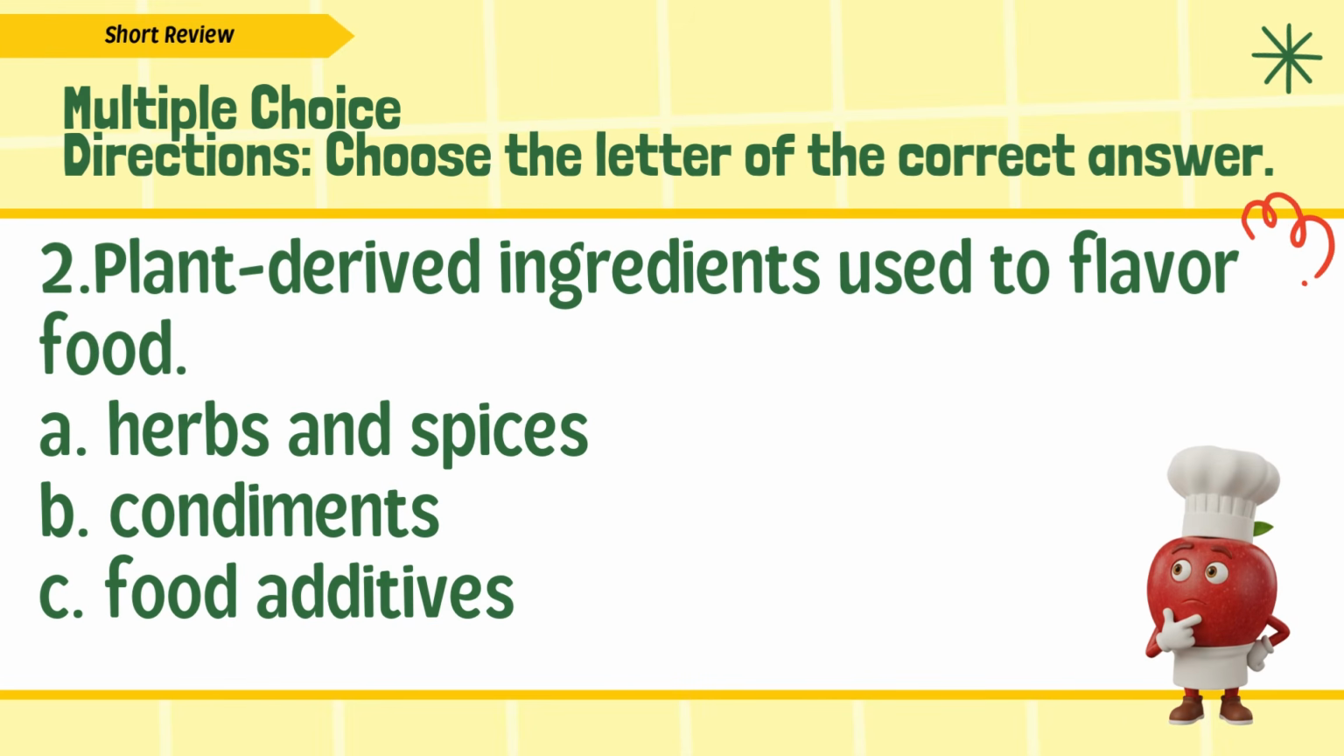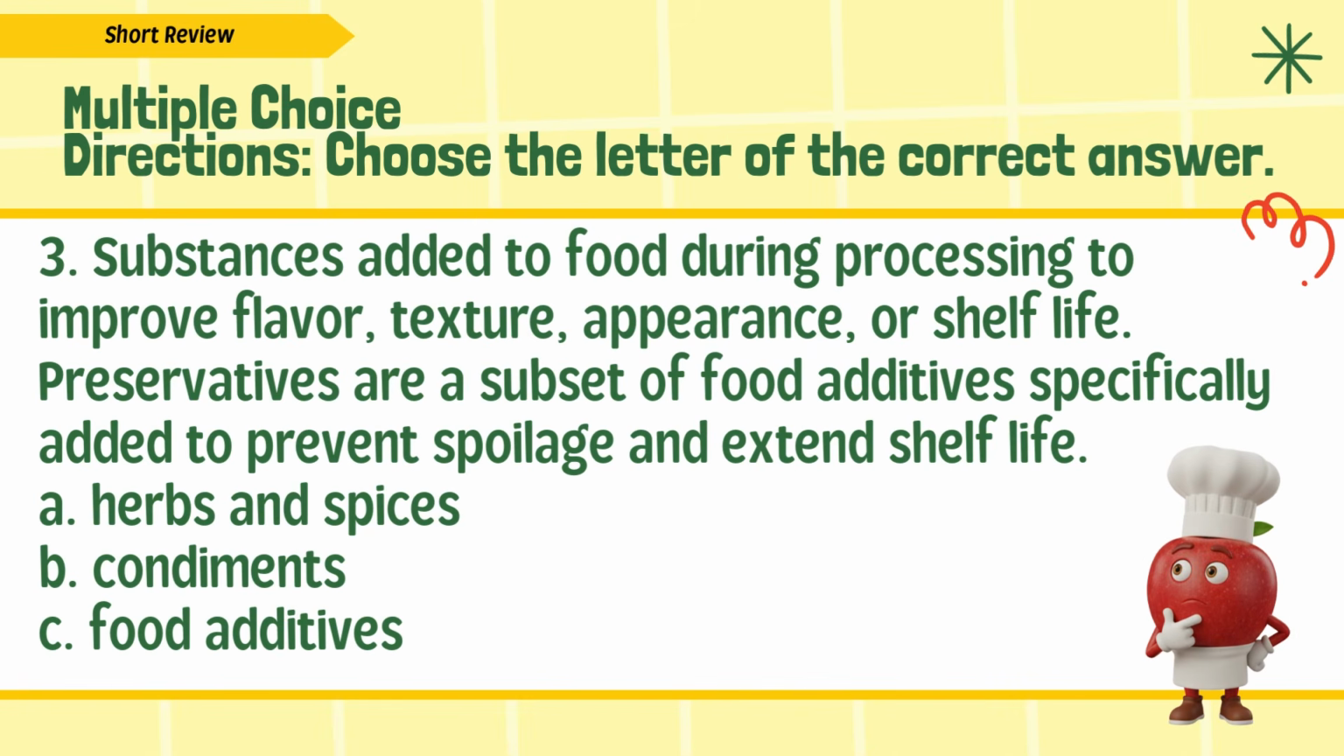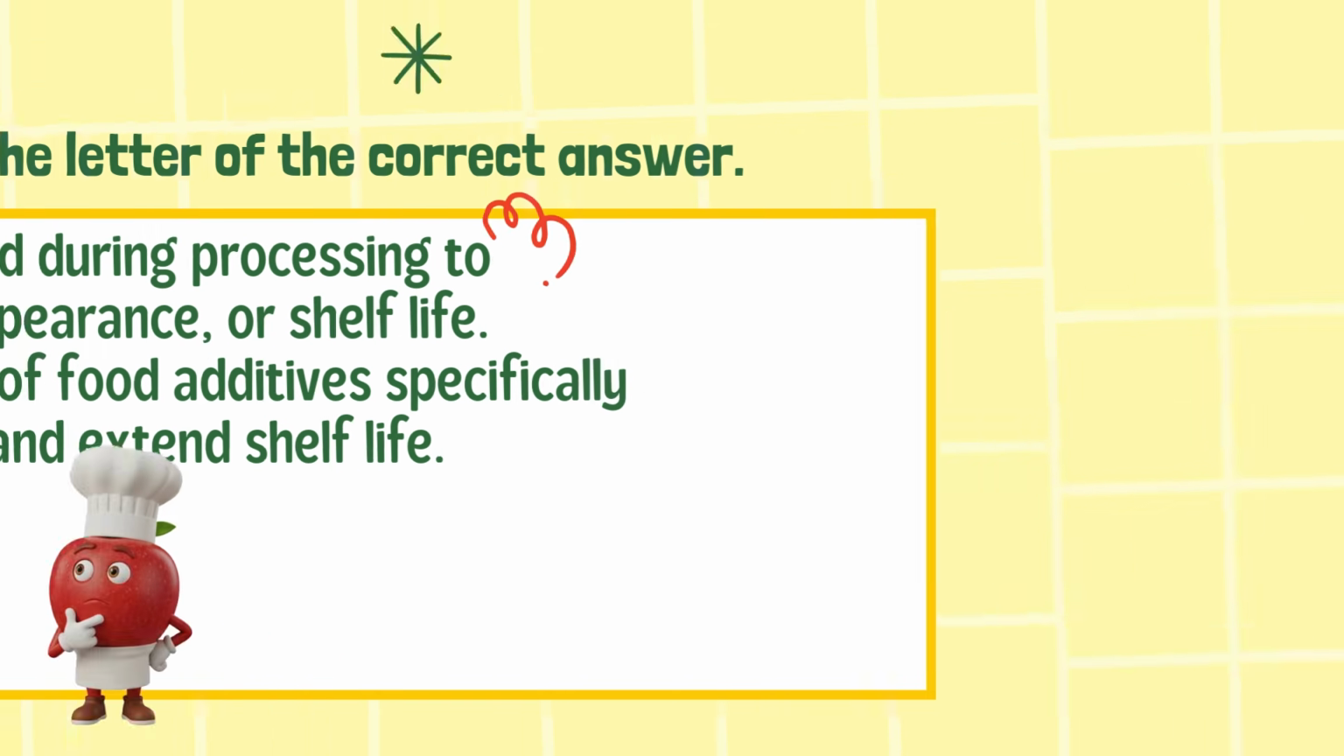2. Plant-derived ingredients used to flavor food. A. Herbs and spices. B. Condiments. C. Food additives. 3. Substances added to food during processing to improve flavor, texture, appearance, or shelf life. Preservatives are a subset of food additives specifically added to prevent spoilage and extend shelf life. A. Herbs and spices. B. Condiments. C. Food additives.